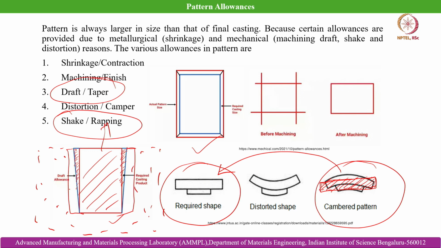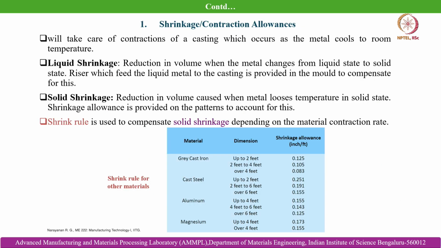So, in that case we need to compensate for the enlargement that may be caused by the straight boundaries of the pattern by providing shake or wrapping allowance. That means that is the enlarged part of the cast part that needs to be machined down after freezing of the component. So, these are some shrinkage, machine, contraction allowances.